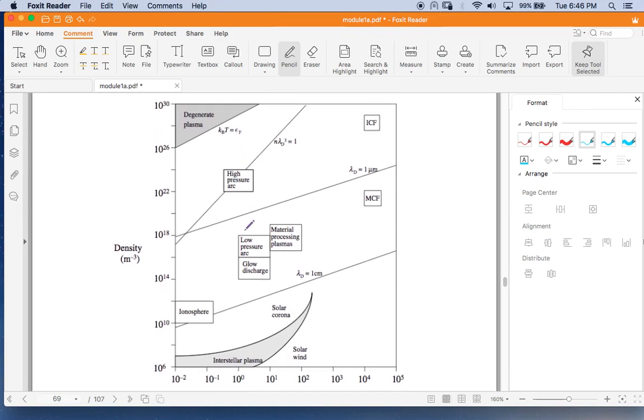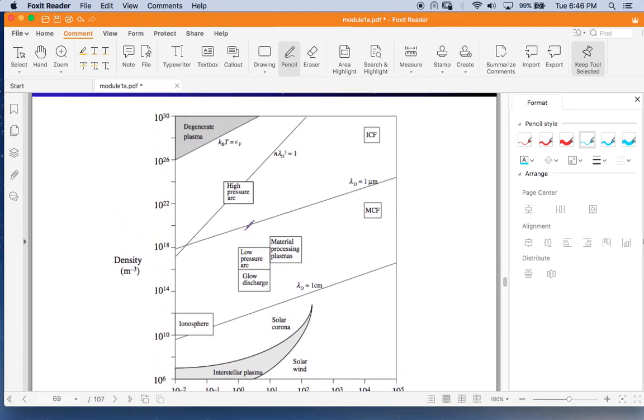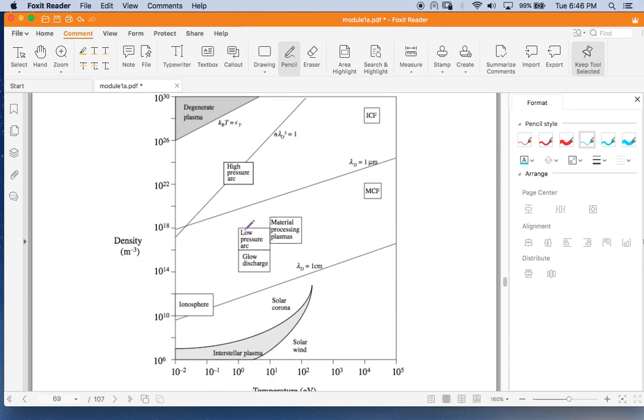It's all nice to talk about and write down these equations, but it's very, very important, and I cannot overstate the importance, of having a feel for numbers. So these are the kinds of plasmas. When we say plasmas, what kinds of materials or environments are we talking about?